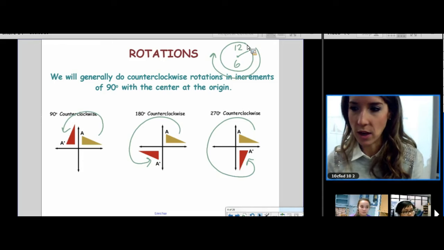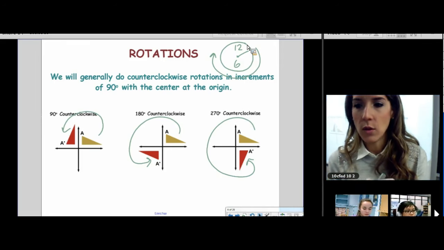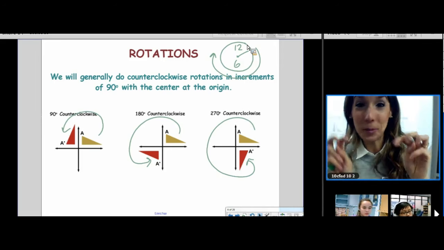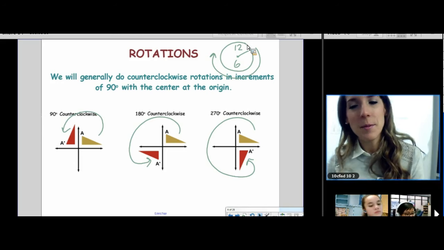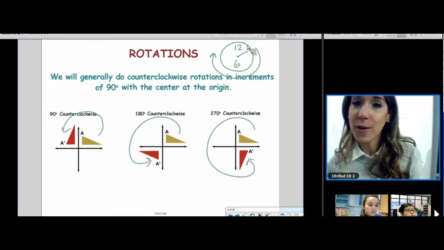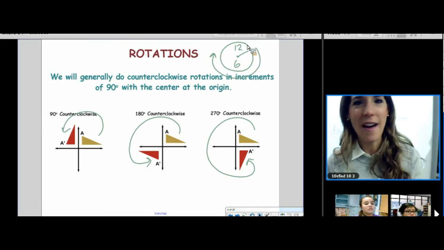We'd be right back where we started, right? Okay, so let's see if we can come up with some more rules. Are you ready for more rules? Do we need more rules? More rules so that we can rotate things in increments of 90 counterclockwise without having to graph it every time, okay?